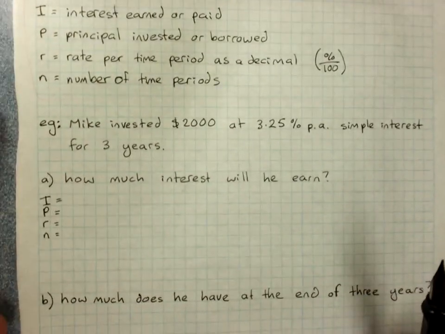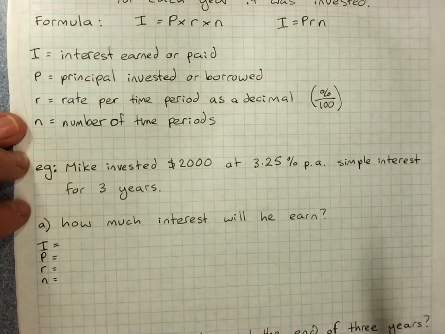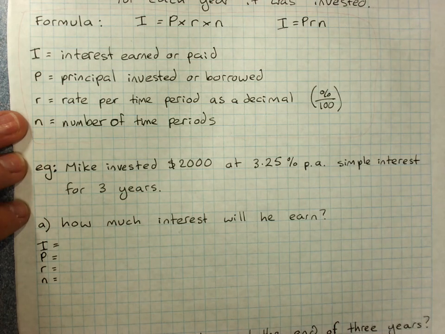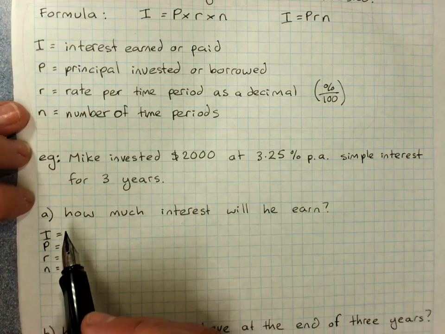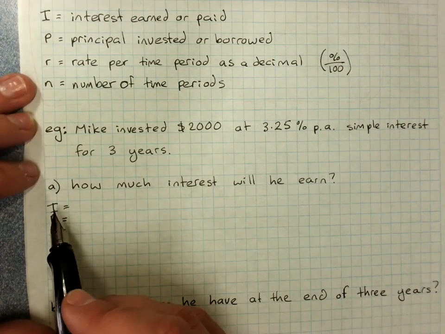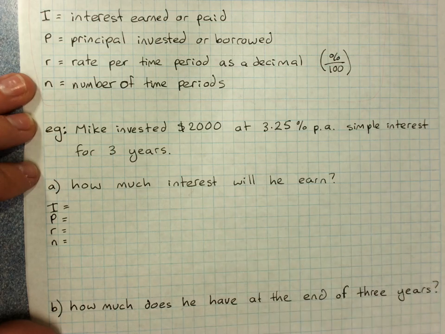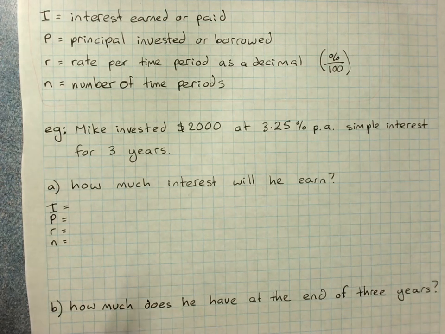So for example, Mike invested $2,000 at 3.25% per annum simple interest for 3 years. How much interest will he earn? It's a good idea to write down I, P, R and N and identify what you've got.